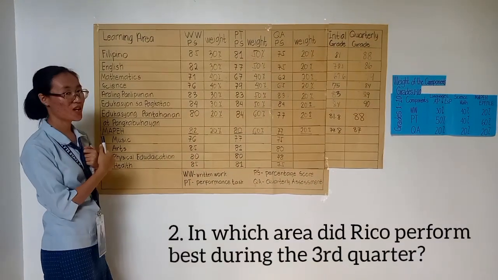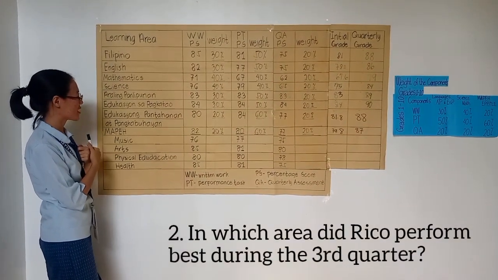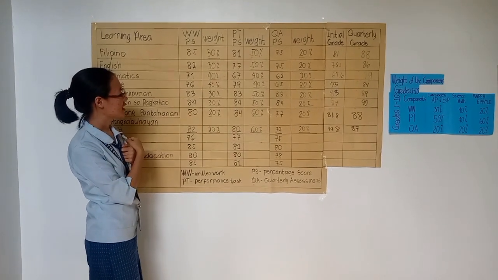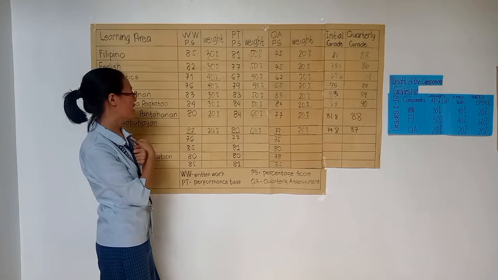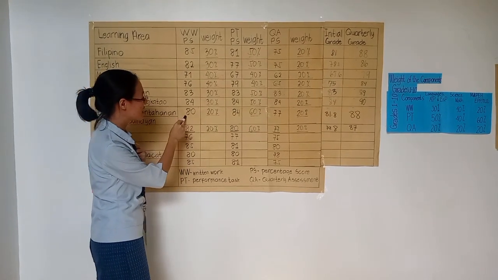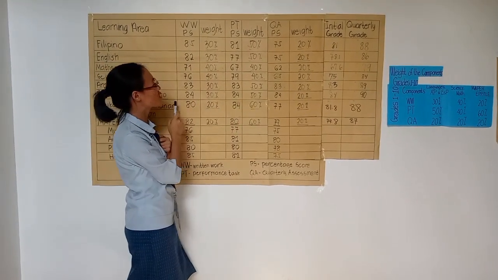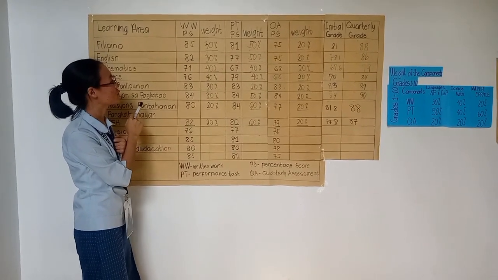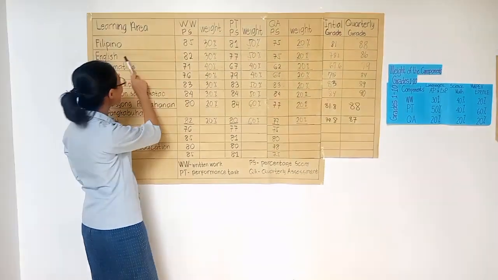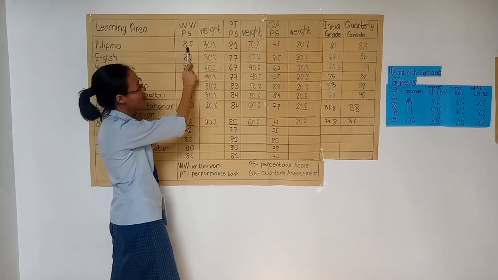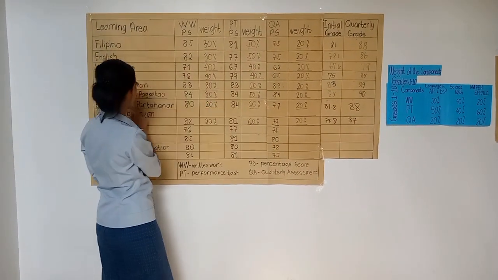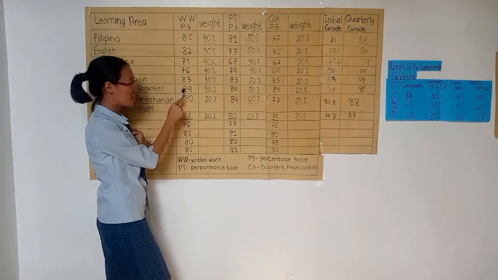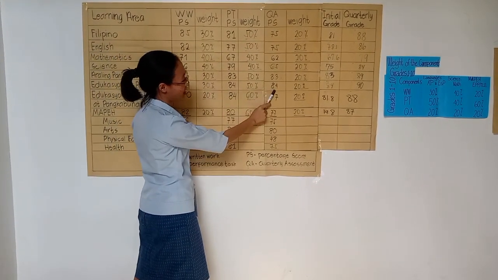So, in the third quarter, Rico performed best in edukasyon sa pagkatao. We can see that his grades are consistent, unlike the other subjects, where his grades went from high to low. For example, in Filipino, 81 to 75. Unlike in edukasyon sa pagkatao, where his grade of 84 is consistent.